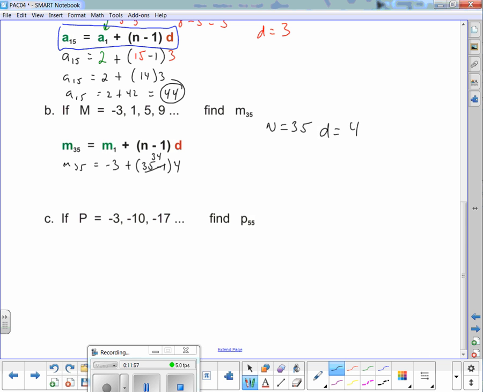Now, you've got to be careful, 4 times 34. So what I would do in my mind, 4 times 35 is 140, right? But I went 1 more, and I went 1 times 4 more, so 4 more. So instead of being 140, I'm 4 less, I'm 136.